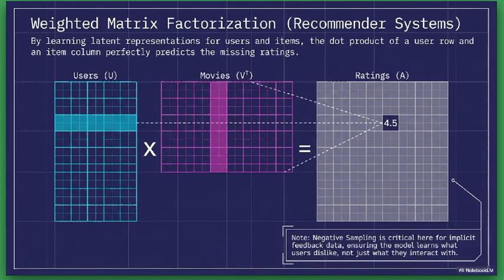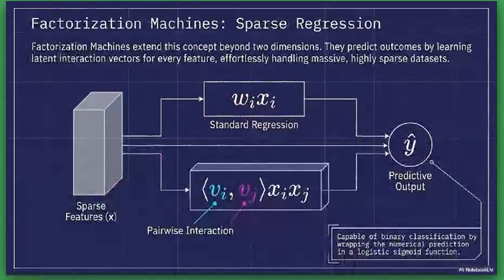Now, let's look at the next branch of the family tree, factorization machines. The document says this extends the concept beyond just 2 dimensions into something called sparse regression. We probably need to define that. Sure. Sparse regression deals with data sets where you have an enormous number of possible variables, but for any single event, almost all of them are 0. Imagine trying to predict what ad a user will click.